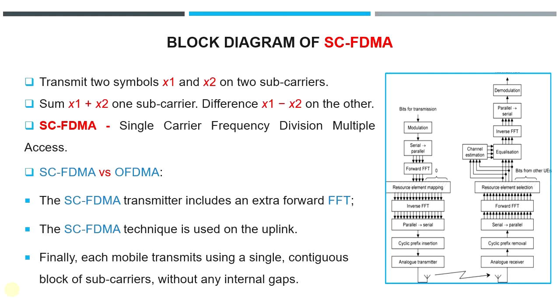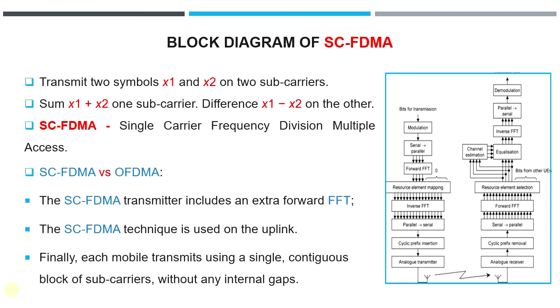In this diagram, there are three differences from OFDMA. The main difference is that the SC-FDMA transmitter includes an extra forward FFT between the steps of serial to parallel conversion and resource element mapping. This mixes the symbols together in the manner required to minimize the power variations, and is reversed by an inverse FFT in the receiver.